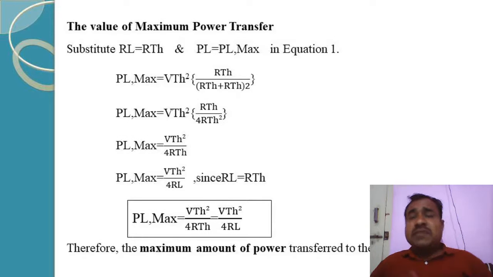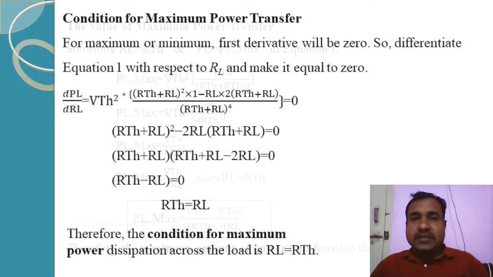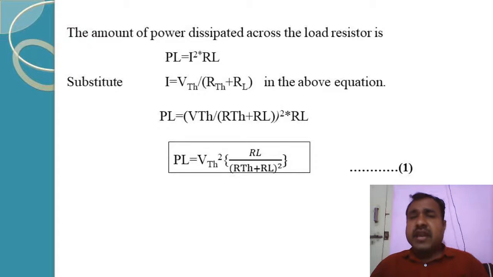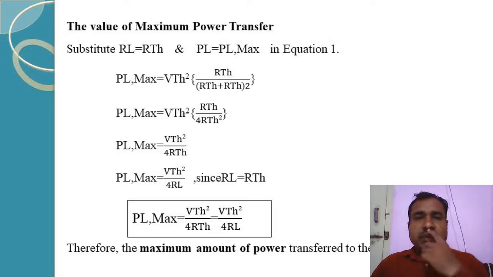Now, what is the value of this maximum power? To calculate that, I'll again go back to equation number 1. In this equation I will replace PL by PL max and RL by RTH. Since to deliver maximum power RL should be equal to RTH, I will substitute those. So substitute RL equal to RTH and PL equal to P max in equation 1. So PL max is equal to VTH squared into, instead of RL I have to put RTH, RTH plus here one more RL was there, so I have replaced that with RL, then whole square.